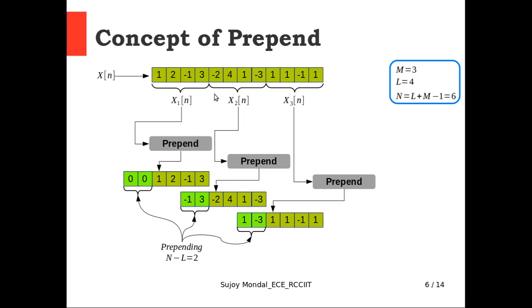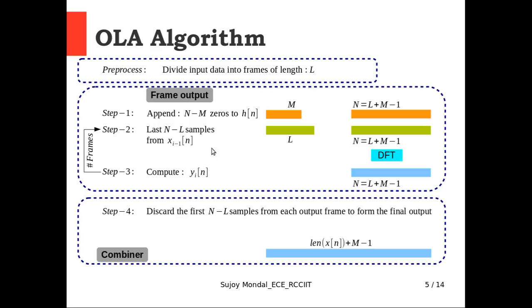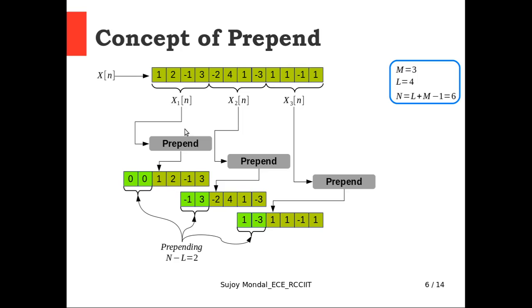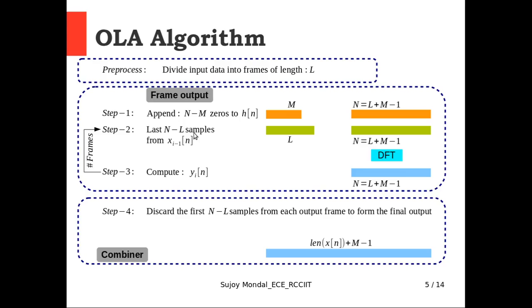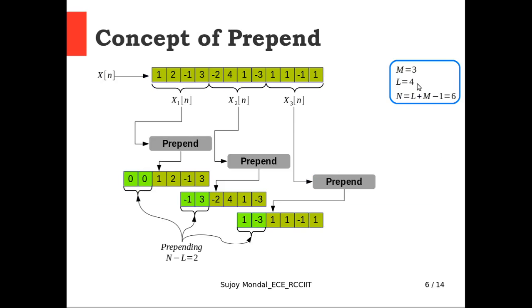So what would be the prepending operation? We are focusing on step number 2 in this frame output computation block. What is the value of N minus L? That is 6 minus 4, which equals 2. So how many samples do we have to prepend? 2 samples. This is the first frame. If we prepend 2 samples at the left hand side, what would they be? The actual signal starts from here, so there was nothing previous to it, so we have to prepend 2 zeros. Now it becomes a 6 length sequence.